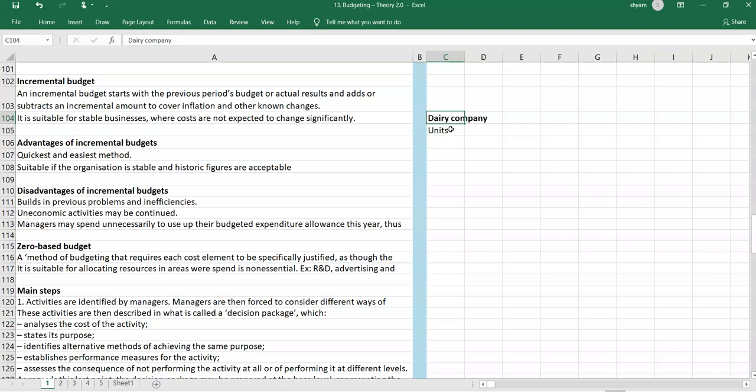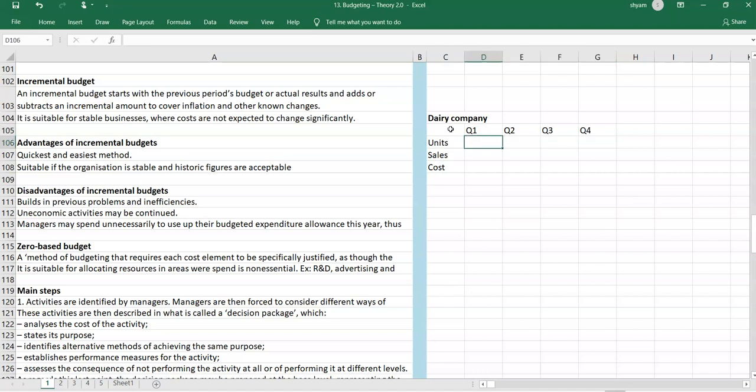We'll take a dairy company. Usually dairy companies will have sales and cost and everything, so we can put it like this. What would be their quarter 1 sale, quarter 2 sale, quarter 3 sale and quarter 4?